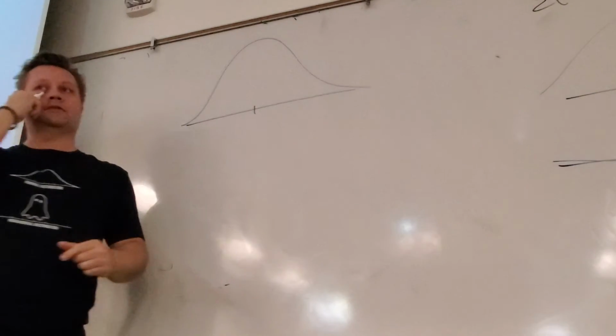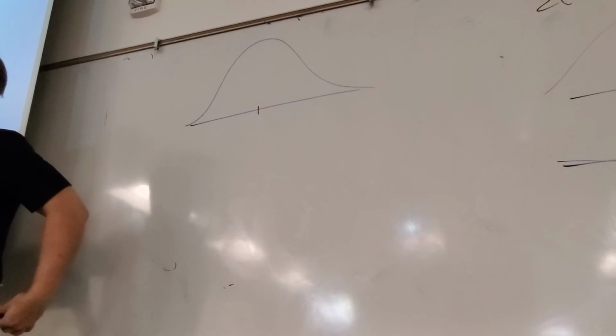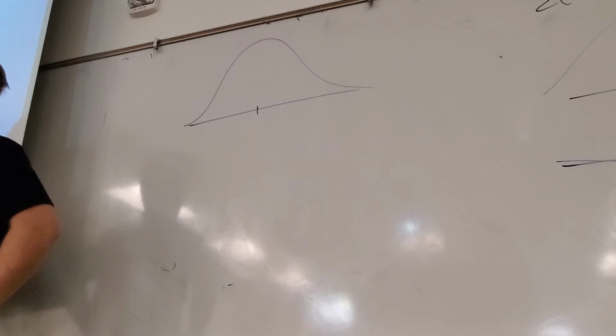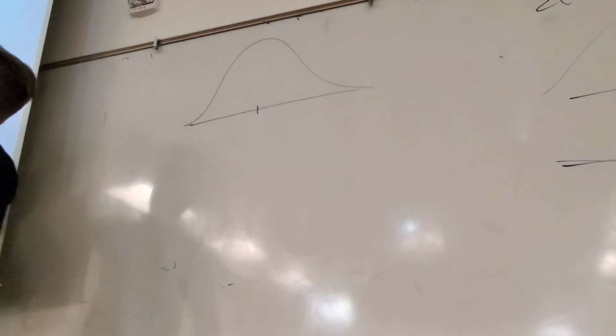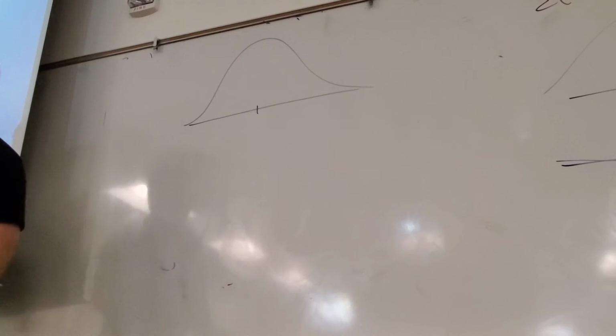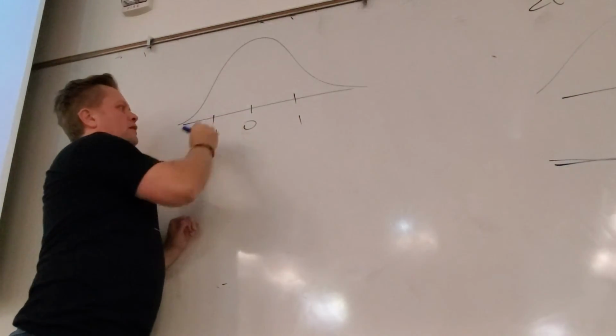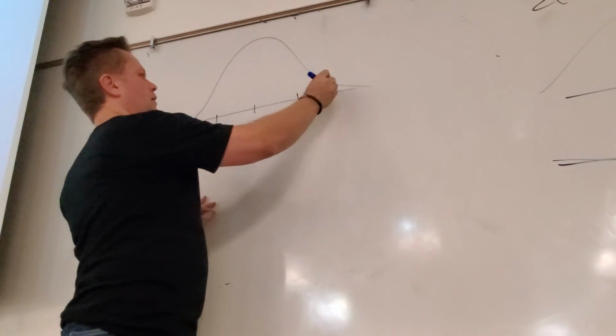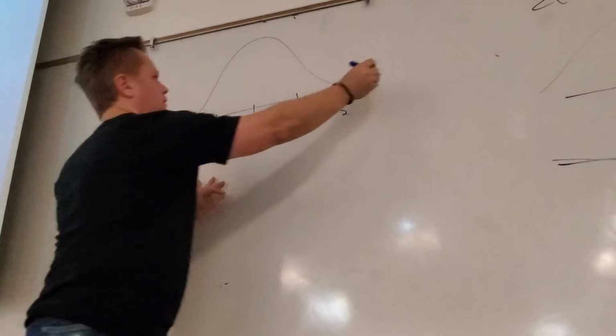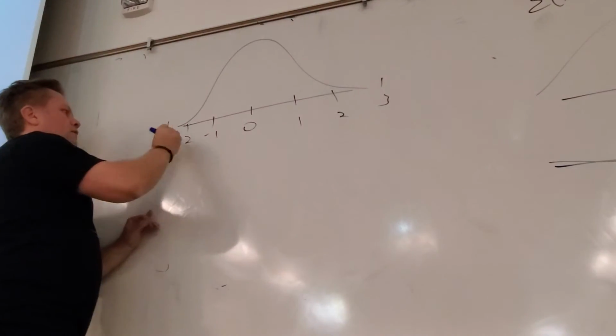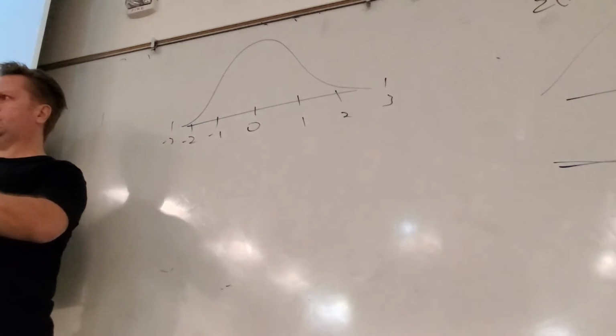Let's see if you guys get this. What would the z-score for the mean always be? 0. Because Z-score is all about distance from the mean. The mean is 0 away from itself. Then I can go like 1 step up and 1 step down. 2 steps up, 2 steps down. 3 steps up. Okay. Is that all right if I do this?